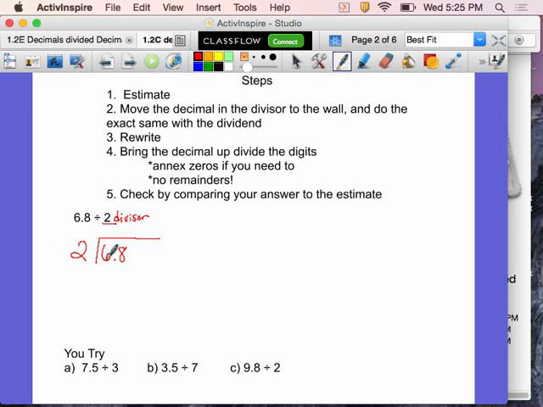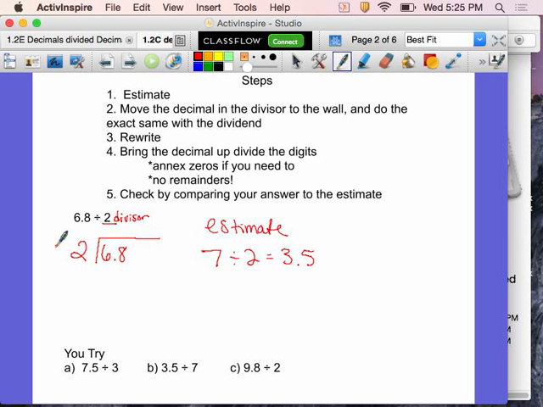First thing we need to do is estimate. So I'm going to do that off to the side. It's kind of like 7 or 6, maybe you could even go 7 divided by 2. I think most of you could do 7 divided by 2 in your head. That's 3.5, so we're somewhere in there. Okay, we only have to move the decimal in the divisor to the wall if we have one outside. We don't, so we're not going to do step 2. We're not going to rewrite since we didn't make a mess.